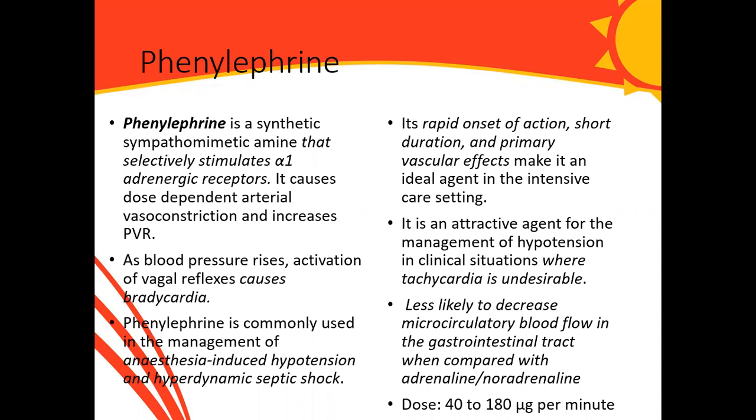All right, one of the drawbacks of adrenaline is that higher doses preclude enteral feeding because of intestinal mucosal ischemia, which could lead to a reduction in absorption and assimilation of your enteral feeding. But with phenylephrine, there is less likelihood of this happening, and we may safely administer enteral nutrition for patients on phenylephrine. The dose is about 40 to 180 microgram per minute.